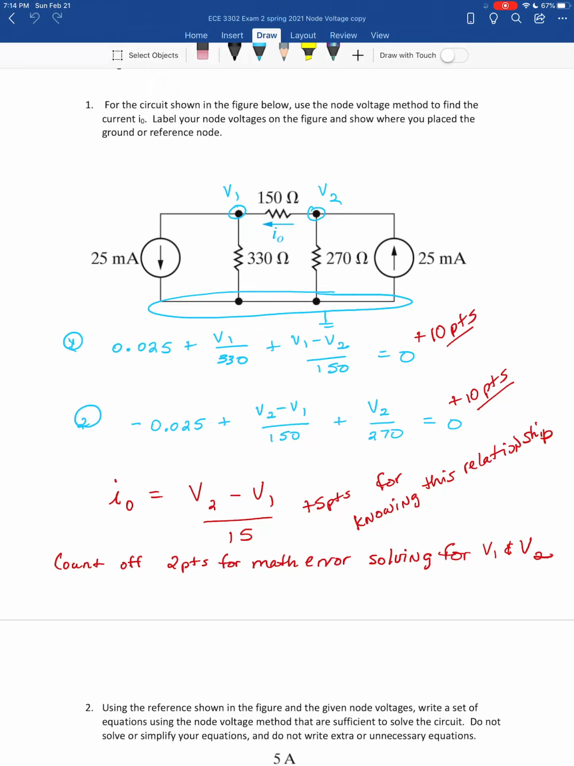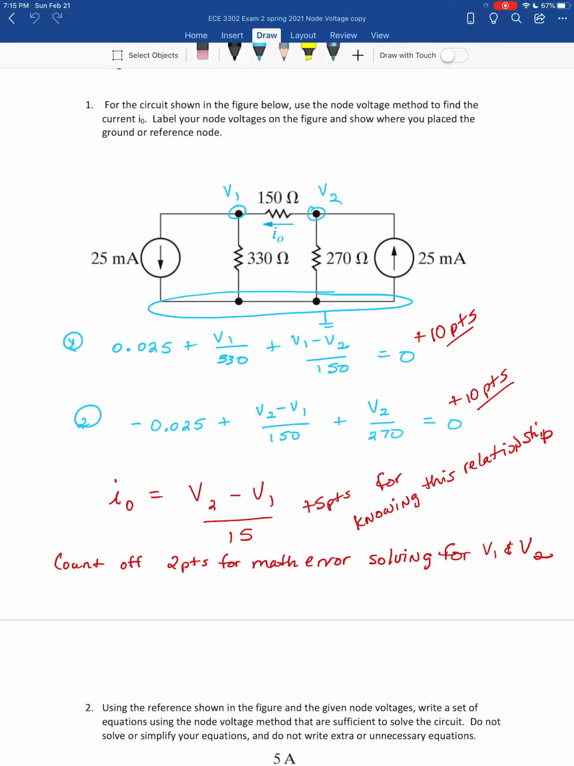V2 over 150. The way this was graded is that what I've written here are the necessary equations to solve. Actually, this one I think I did ask you to solve. So these are the two node equations. It was specified that you had to use the node voltage method. This was done because last semester I had a bunch of people who managed to go through the entire semester and never learned how to use the node voltage method. So that's why this test was specifically focused on node voltage.